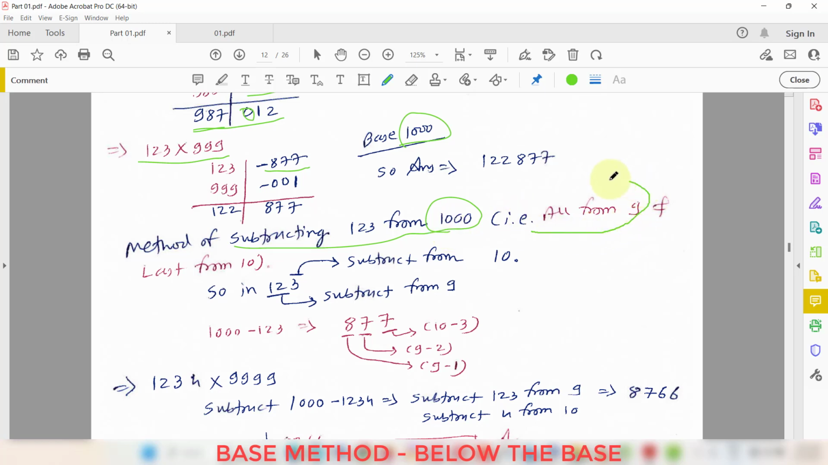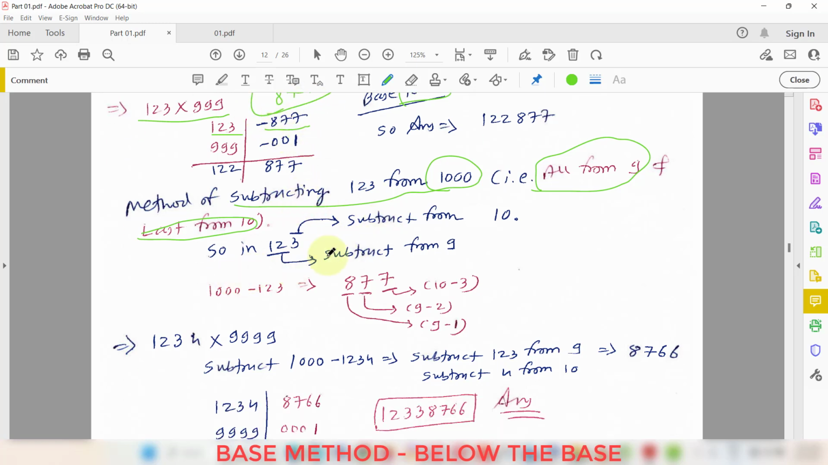All the digits you have to subtract from 9, and the last digit you have to subtract from 10. So here you can see 123. 10 minus 3, that is 7. Then the remaining digits you have to subtract from 9. 9 minus 2, that is also 7. And 9 minus 1, that is 8. So my answer will be 877. Okay, so 877, this is my answer.